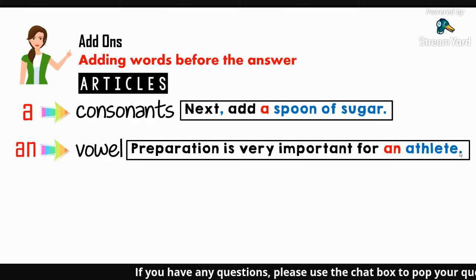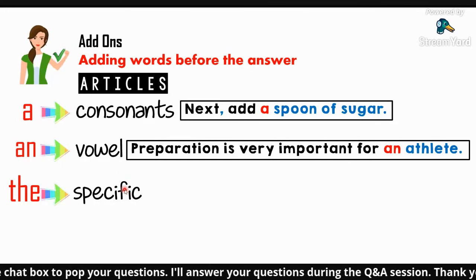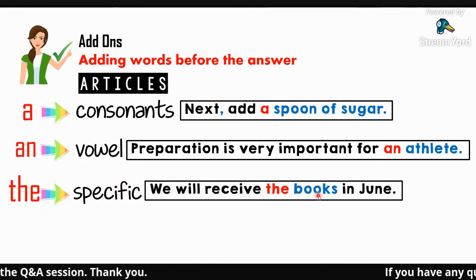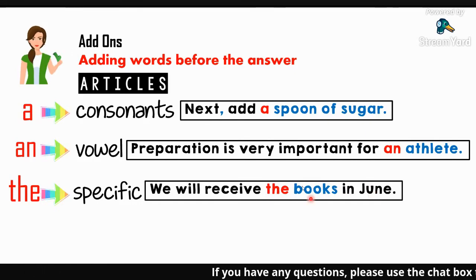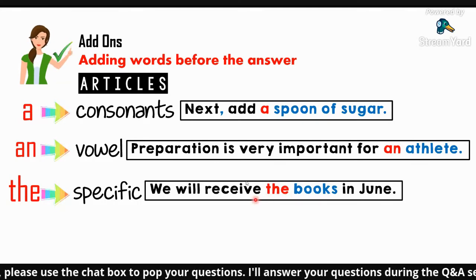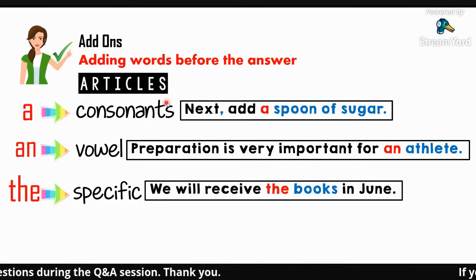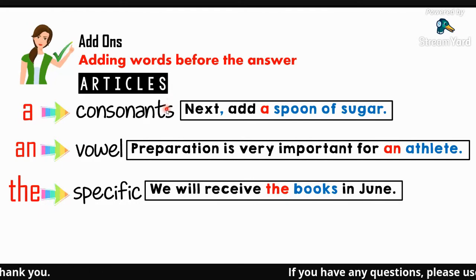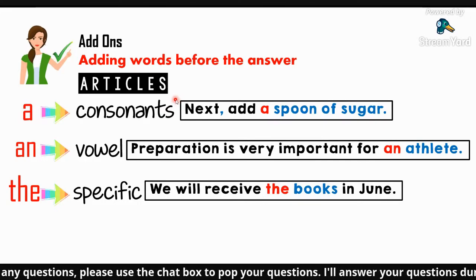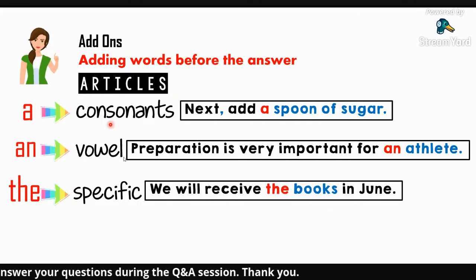The next one is "the", which is more towards specific words, something which is specific. So we will receive the books in June. You're referring to the specific books, and we use "the". Now this one is very important. Articles and prepositions are very important because nowadays we do not get simple text. It has been almost a couple of years since the format has been introduced, so you have to be aware of these words. They're going to make it a little tough in the coming years.